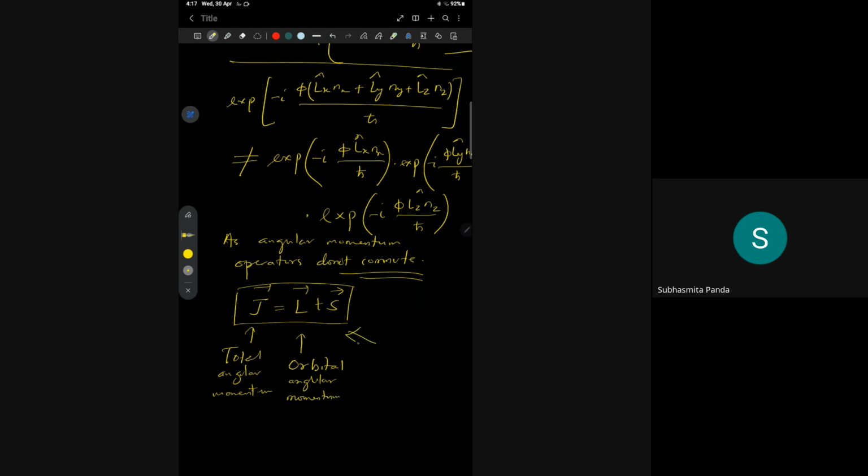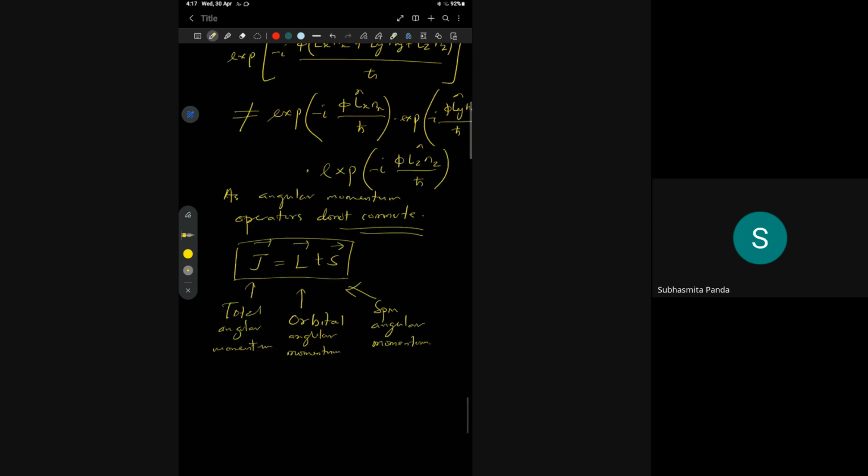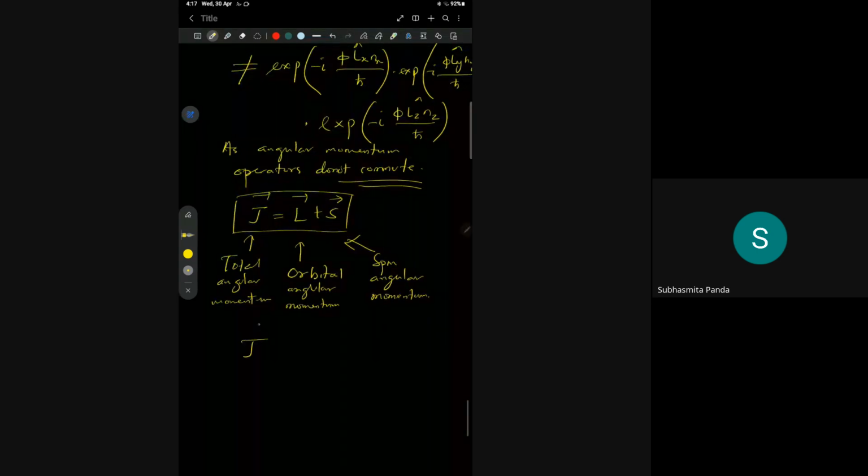Orbital angular momentum, and this is spin angular momentum, right? Now, in quantum mechanics we have this J operator that is equal to L operator plus S operator.